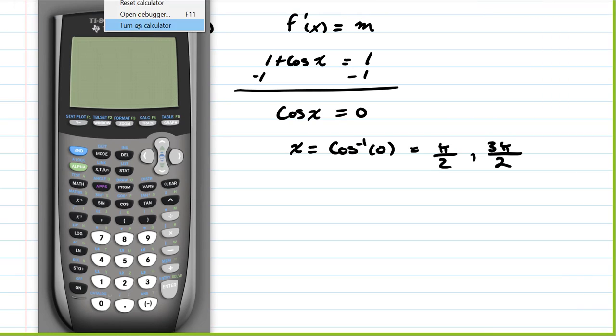Do you think it'd be useful to memorize the entire unit circle? Absolutely. We need to do that now.